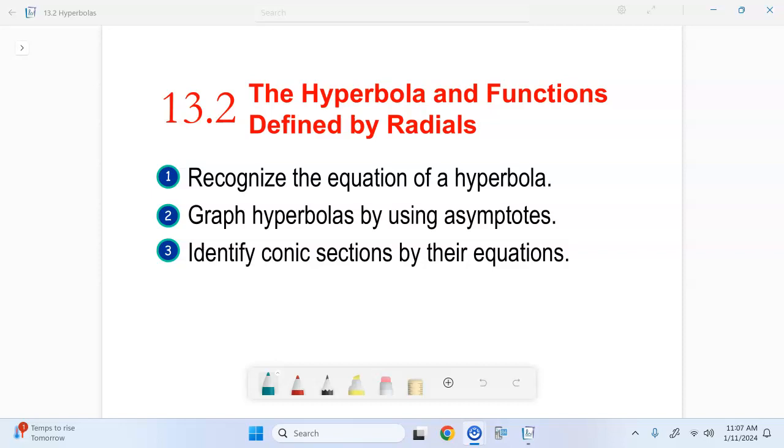Alright, this is going to take the whole time. So, sit down. Let's go. Hyperbola. Fun part is, it's very, very similar to our ellipse. Okay? All the relationships that we saw within the ellipse, we're going to see very similar relationships in the hyperbola.